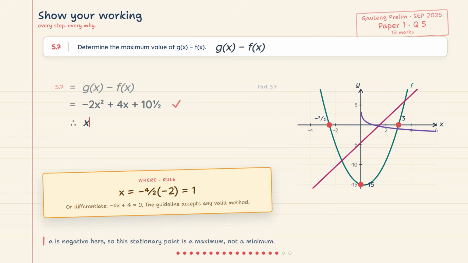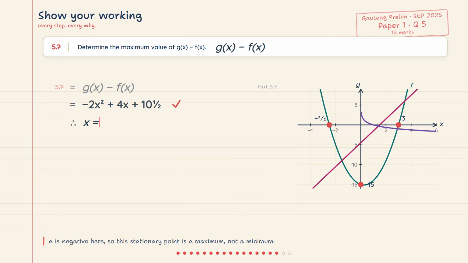Same tool as 5.1. The maximum sits on the axis of symmetry at minus b over 2a, which is minus 4 over 2 times minus 2, and that is 1. If you prefer calculus, differentiate. Minus 4x plus 4 equals 0 gives x equals 1 as well. The guideline says any valid method, so use whichever you trust.